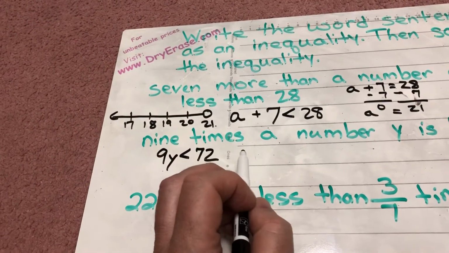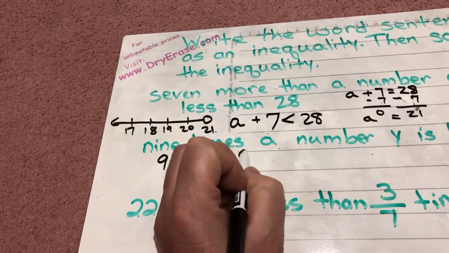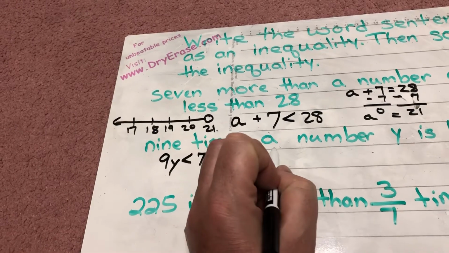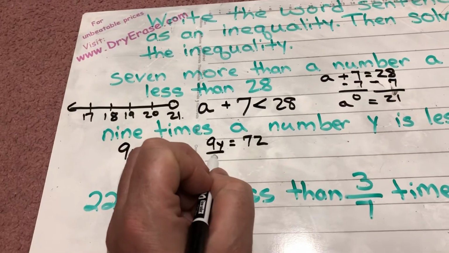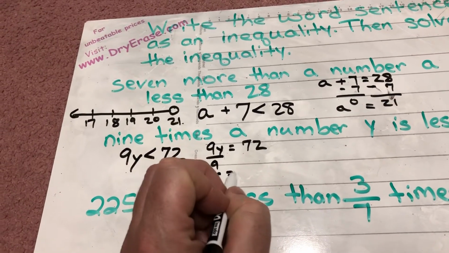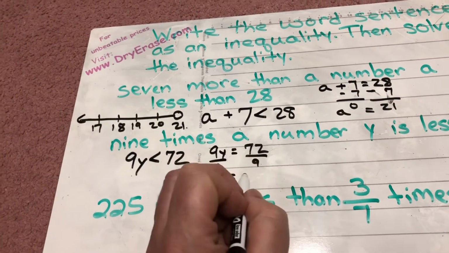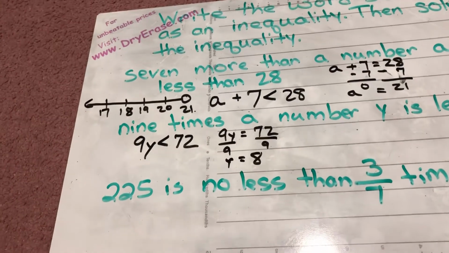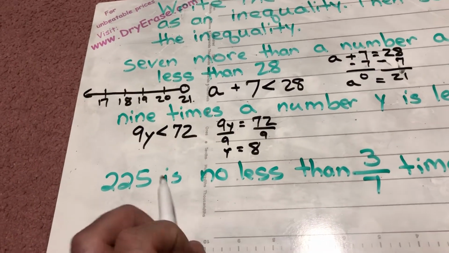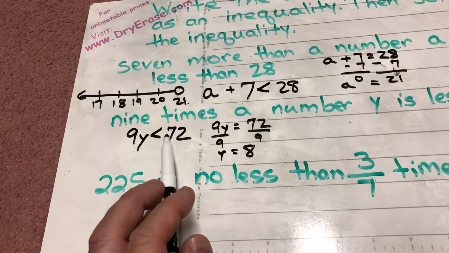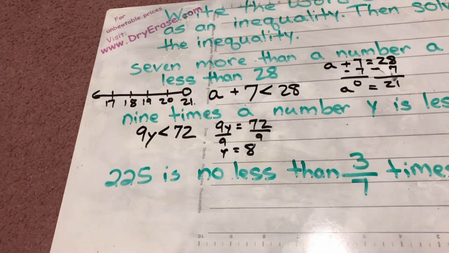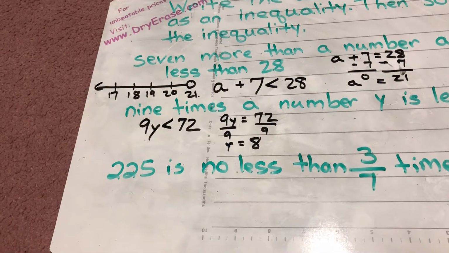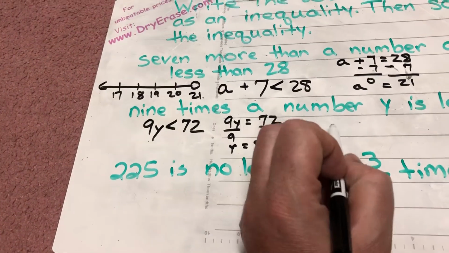So here we go again. We want to think about 9y equaling 72. And to isolate y, we're going to divide everything by 9. We're going to do 72 divided by 9, which is going to equal 8. So we get y equals 8. But we know now that y is less than 8. That's what we want to think about, y being less than 8.